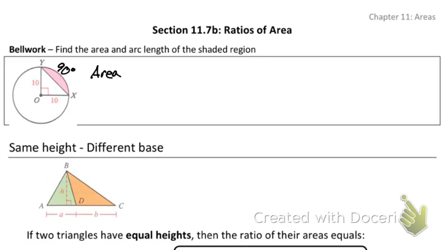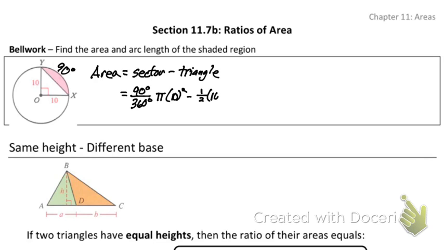All right, so the area of that little shaded region is going to be the sector minus the triangle. Well, the sector is going to be 90 divided by 360 times the area of the circle, because we're doing a percent of our area, which is pi r squared, which can be pi times 10 squared, minus our triangle, which is half the base, well, the base is 10, times the height, which is 10. And can someone tell me what that comes out to when you do all that work?